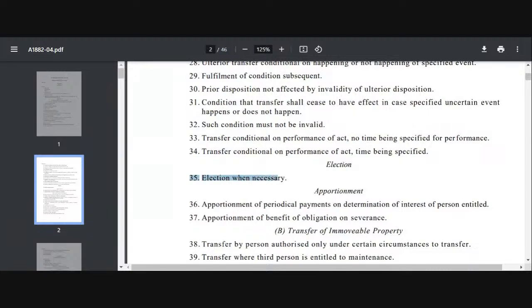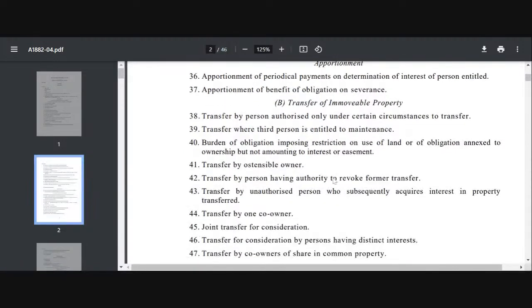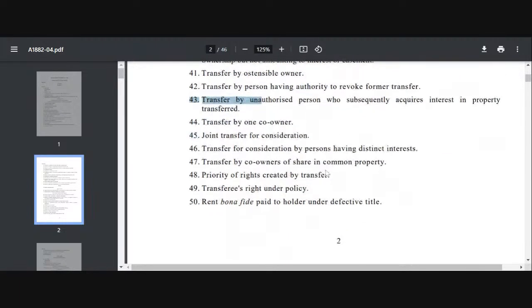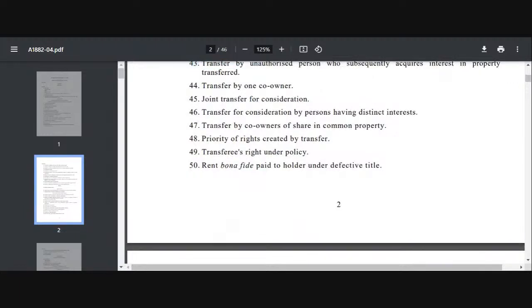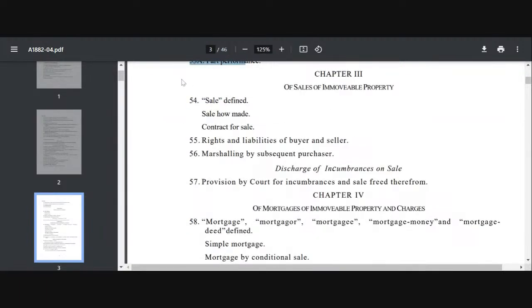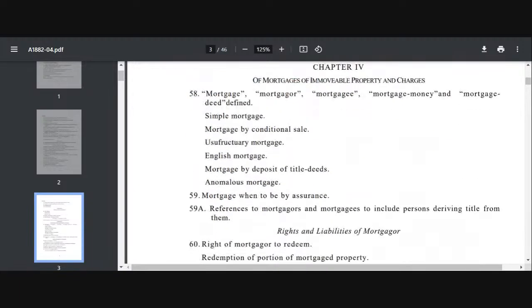Then you can skip to 35. See, read all the other sections, but these sections which I'm telling you, you have to read properly. Then come to 35. After 35 you can directly move to 41 and 43. Then you can come to 48, priority of rights, right? 51, 52, sorry, 52 and 53 and 53A. These last three sections are very important. From sale, please go through 54, 55, 56, very important.